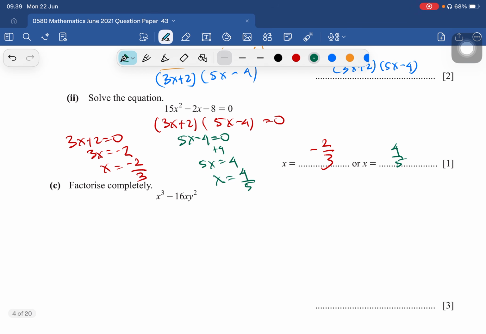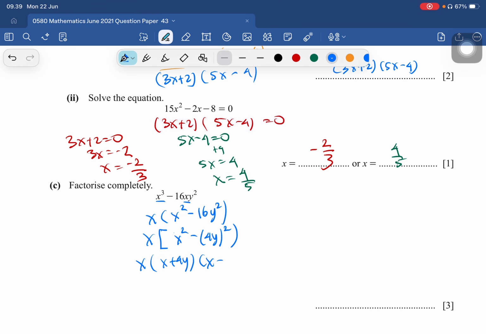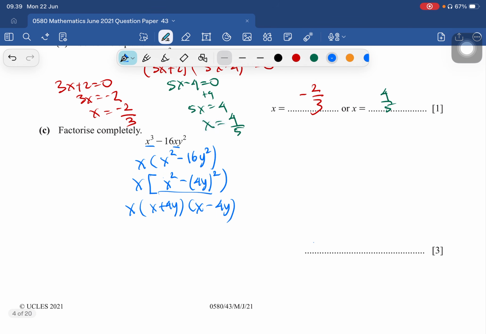Okay, factorize it completely. We got x, then we can take it out. So this is x times x squared minus 16 y squared. Here is a perfect square, like x squared minus 4y squared. So you get x, then x plus 4y and then x minus 4y. The final answer is x multiplied by x plus 4y and then multiplied by x minus 4y.